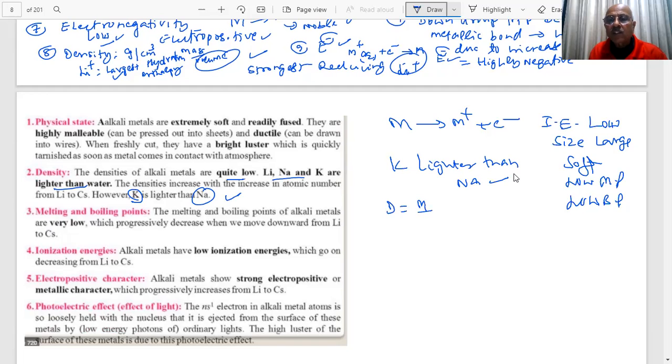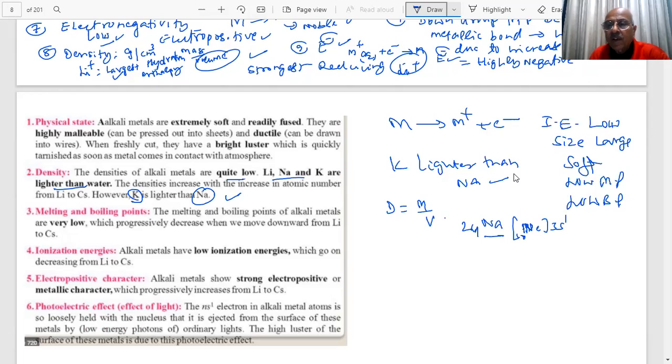Density depends on the mass per unit volume. The mass of potassium is more than sodium, but then the volume becomes more. If the volume of potassium is more, students, why? Because if you see the electronic configuration of sodium, sodium is in the third period. Sodium is atomic number 11, so it is neon core plus one electron in the third shell, 3s1.